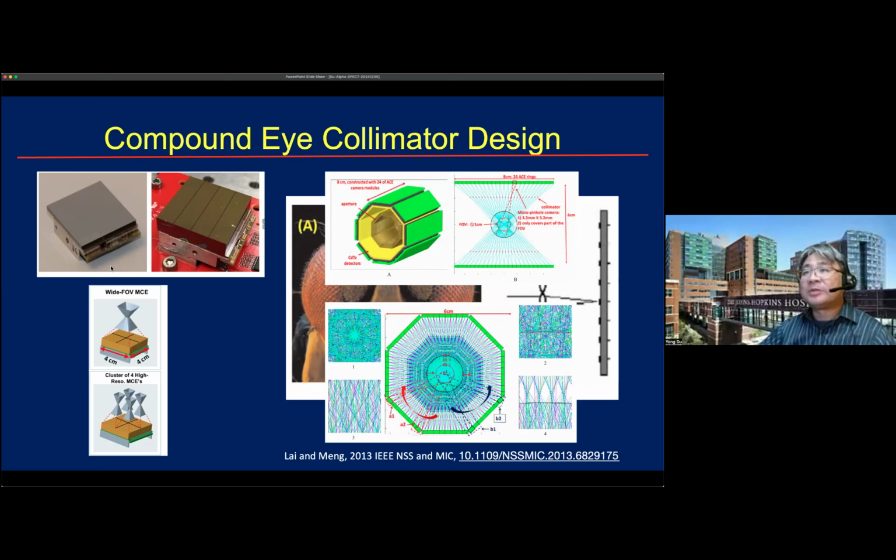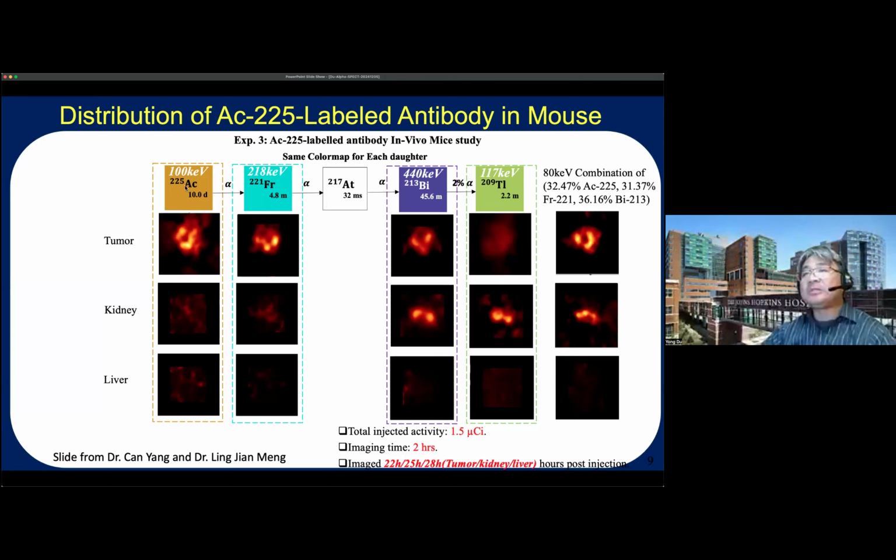Now we have the actinium decay chain, and instead of only imaging the 218 keV of francium and the 440 keV bismuth, we can now image the 100 keV of actinium, and also some other peaks like the 117 keV peak of thallium. So now we can have individual images for each individual nuclide. That is unachievable on a conventional SPECT system.